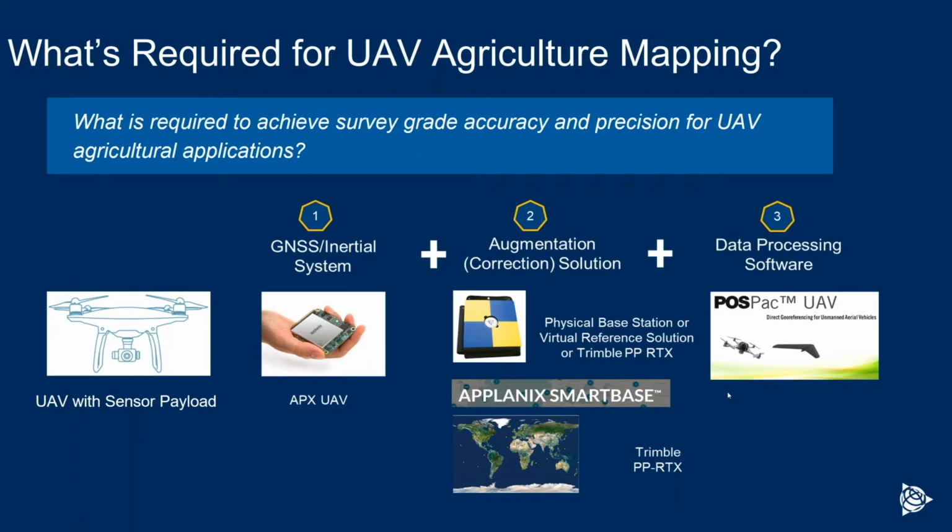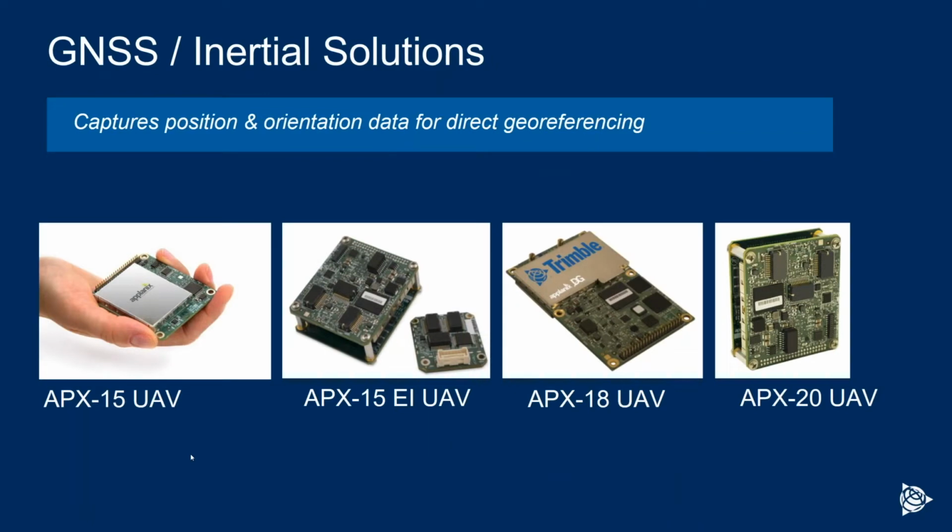So you bring that all together, and that's what's needed for doing survey-grade mapping for the agricultural segment. So let me dive into the technology a little bit more before we get into our case study. In terms of capturing the orientation and positioning data simultaneously, we offer a number of different board sets at Applanix. We have the APX-15, which is an integrated GNSS-IMU unit.